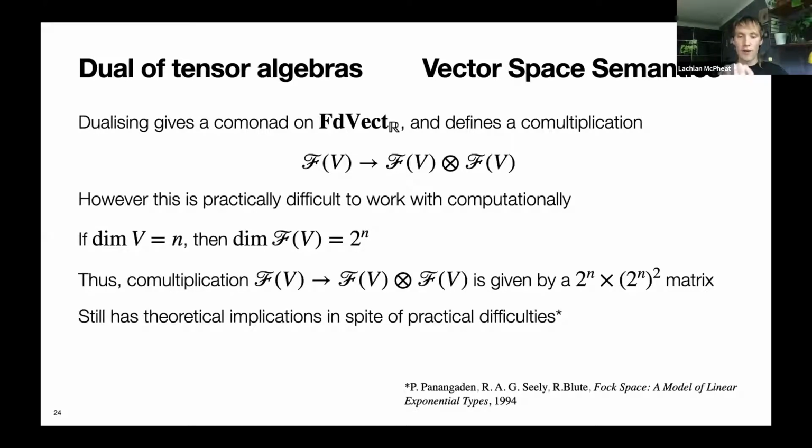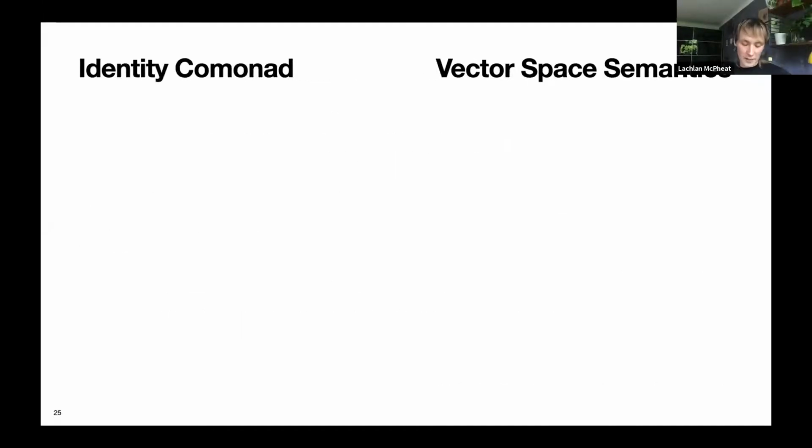And I reference here the Panangaden and Seeley-Blute paper, where they use Fock spaces as a model of full linear logic. So the Fock spaces here will be the interpretation of the exponential modality of linear logic. And they make great use of it there. So we suspect that there are offshoots of this that we could use in practice too. But for now, we have only really been able to work with the identity comonad on data.